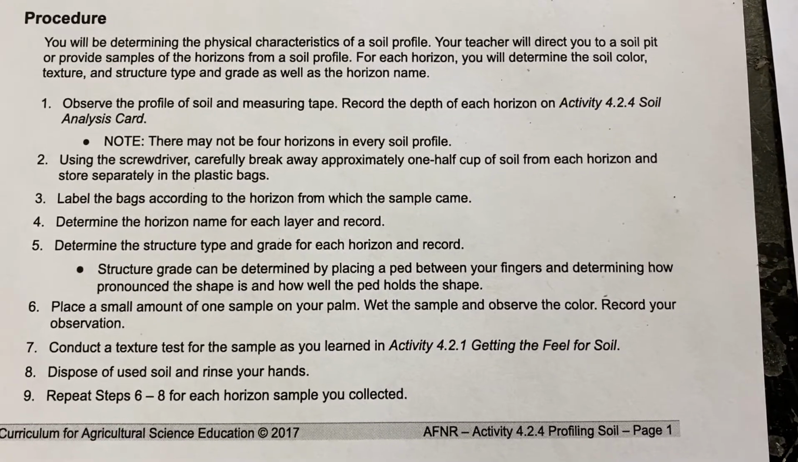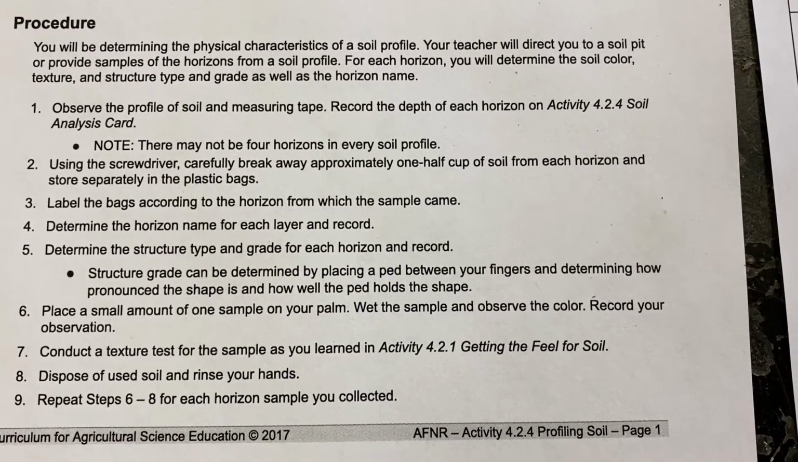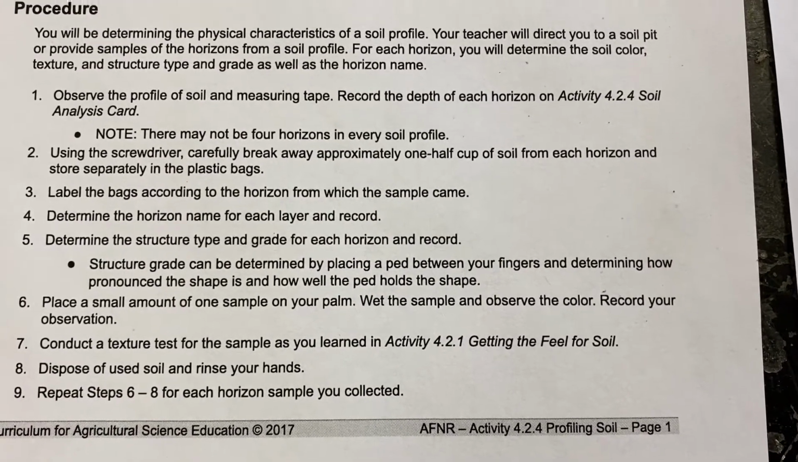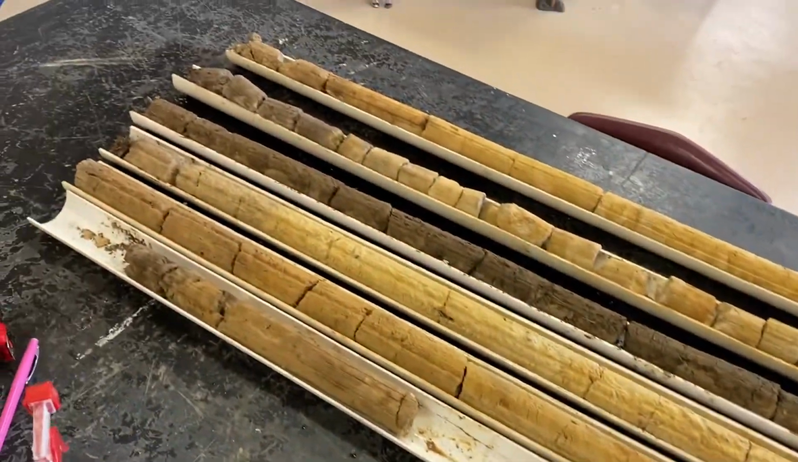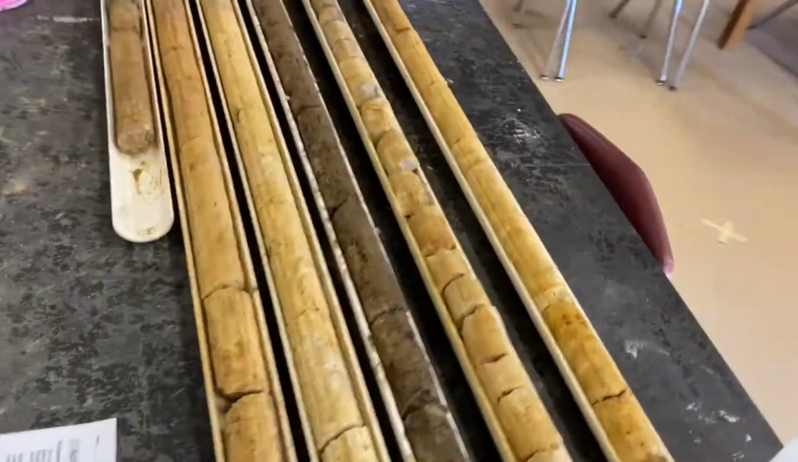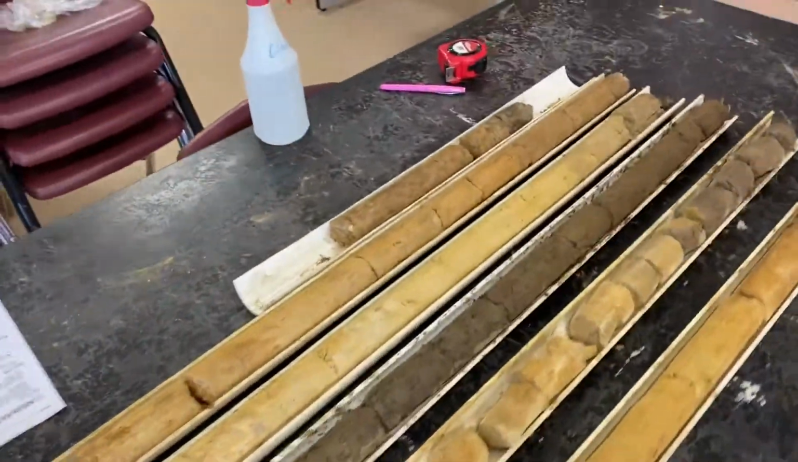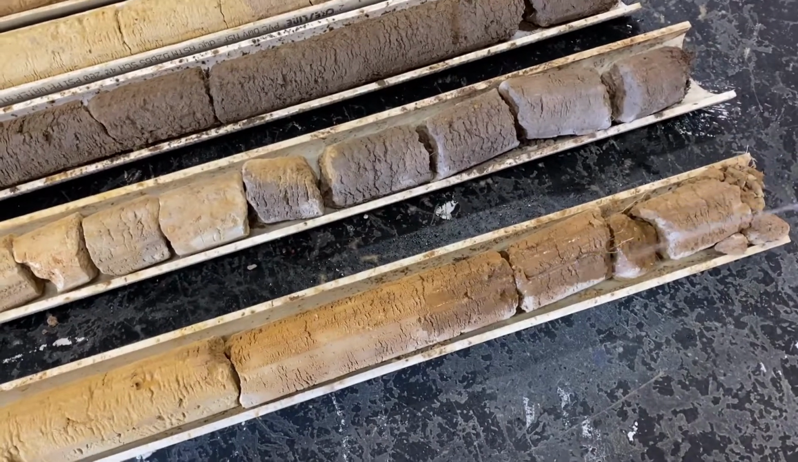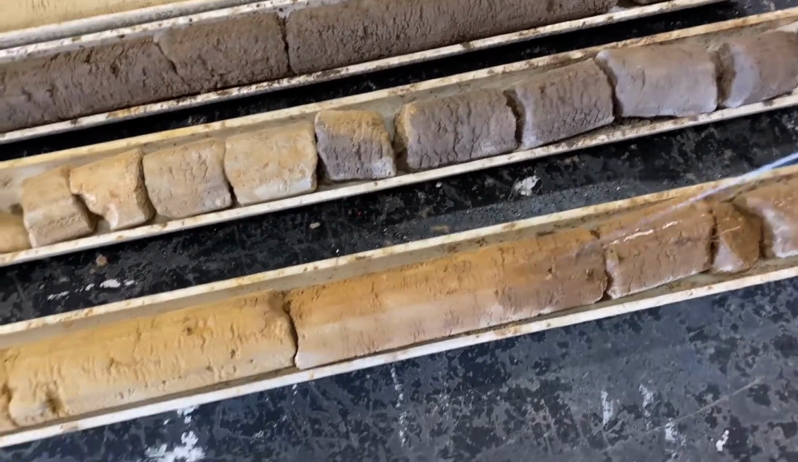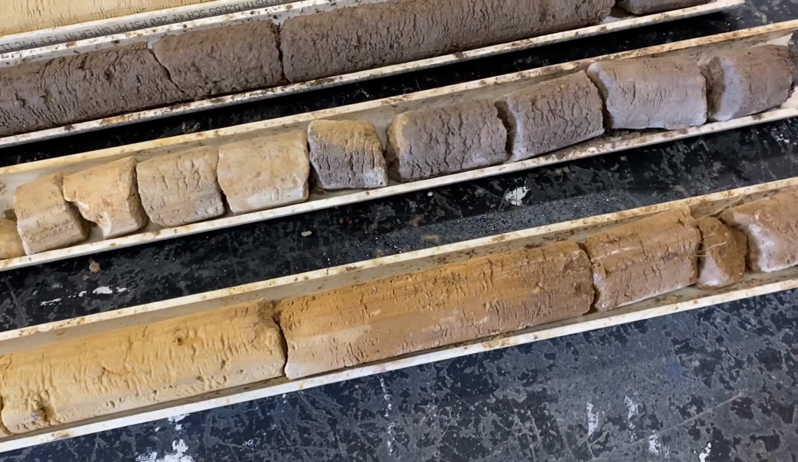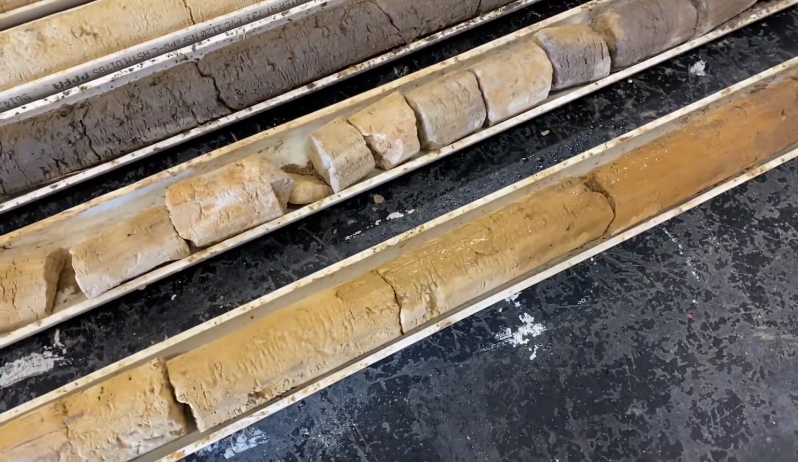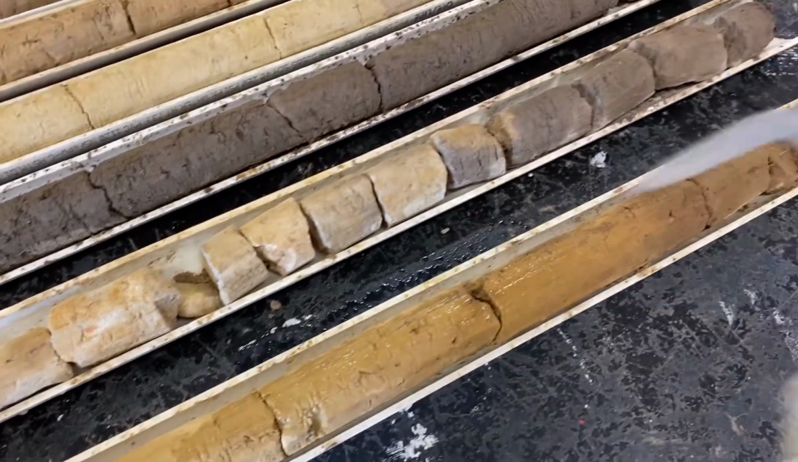It says observe the profile of soil and measuring tape. Record the depth of each horizon on the card. So first, I want to take a look at all of them together. And you have to keep them wet to really be able to see that natural soil color. First, I want to get good at looking at the different soil horizons and being able to determine them.